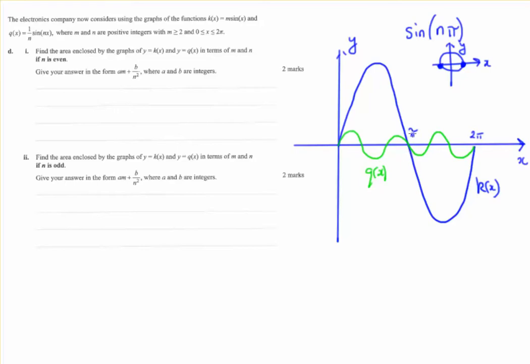That's actually a really important subtlety. You could probably find that out by sketching the graphs and playing with sliders, but that's something you need to know. So these are example sketches of k of x and q of x.